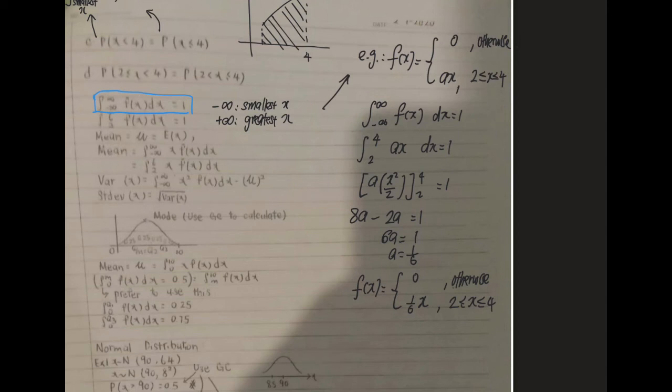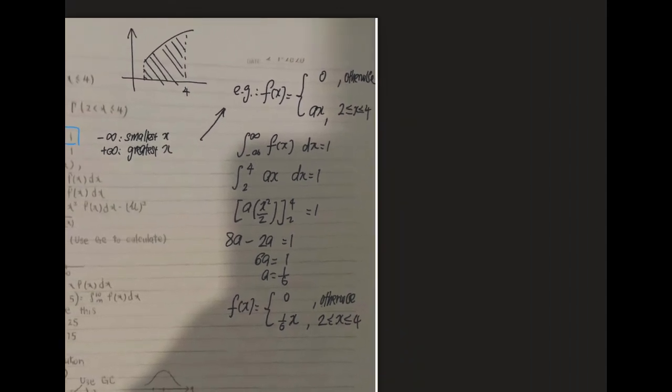Okay. Sometimes they may give a situation like this one. Let's see. Sometimes they may give f(x) equal to 1 over 6 x from 2 to 3, k x squared from 3 to 5. Let's say that. And 0 for otherwise.